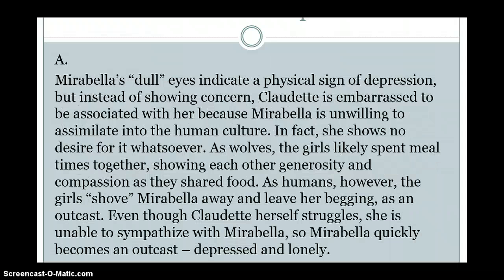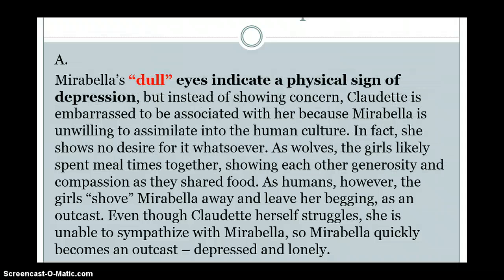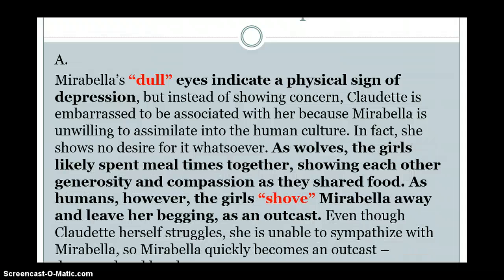However, the reason that A is stronger is because it goes back into the quote and pulls out specific details from it to expand on the analysis. In this case, explaining how Mirabella's eyes show that she's depressed, and what the importance of how they treat her during meals suggests about the girls' relationship. This is your goal in your analysis. Show the importance of specific words and phrases, and explain how they support your overall ideas. Let's see how this looks in action.